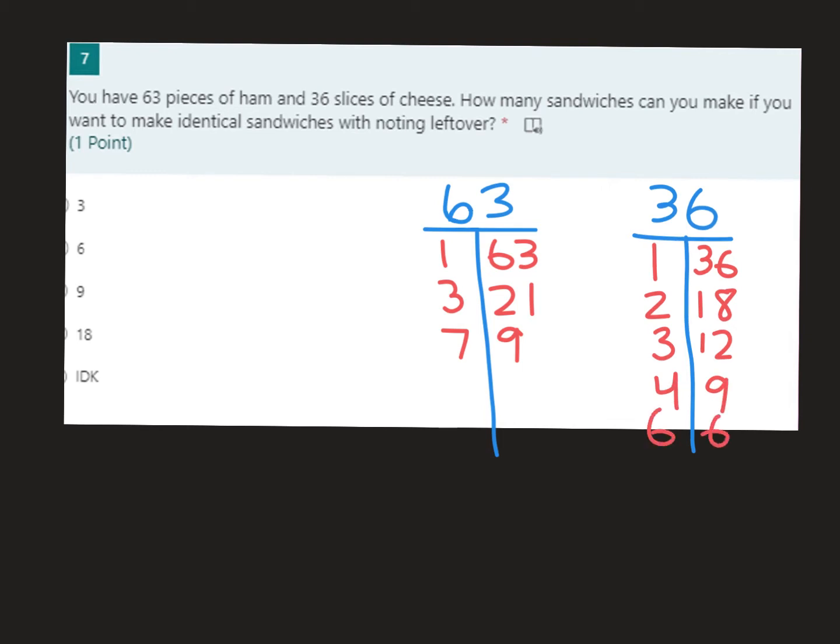Our greatest number they have in common is the number 9 here. So that tells me that my GCF is 9, which tells me then for the answer, they can make 9 identical sandwiches with nothing left over.